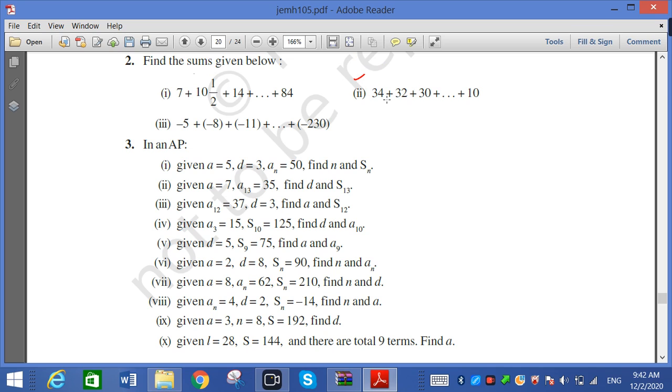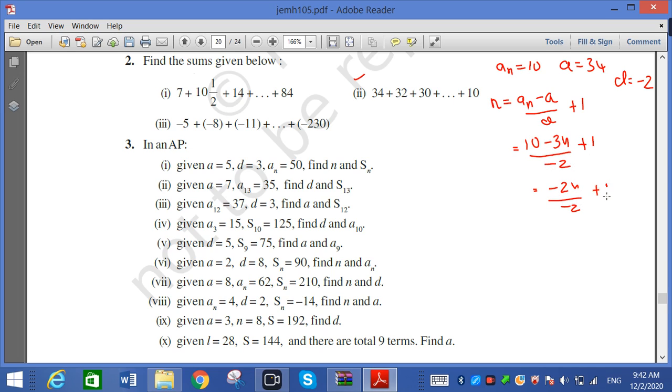Question number 2, example section 2. Here it is AN equal to 10, A is equal to 34, and D is equal to 32 minus 34, that is minus 2. Now N is equal to AN minus A by D plus 1. So 10 minus 34 divided by minus 2, plus 1. So minus 24 divided by minus 2 is 12, plus 1. So N is equal to 13.